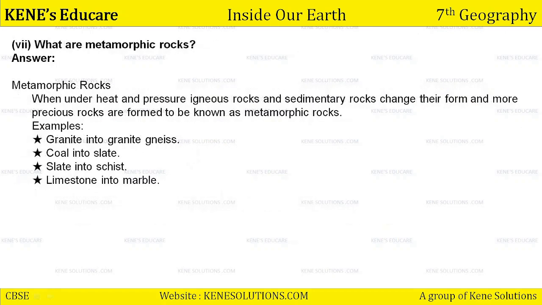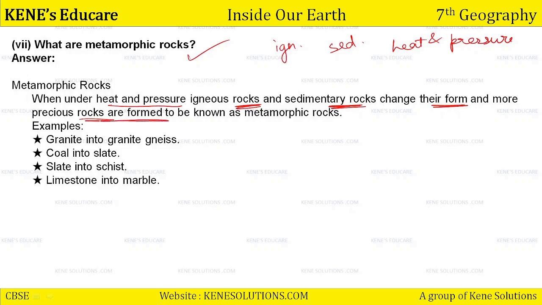Seventh part. What are metamorphic rocks? हम लोगों ने बहुत डिटेल में पढ़ा था. क्या होता है metamorphic? कोई भी igneous rock or sedimentary rock under heat and pressure changes into a metamorphic rock. Okay? When under heat and pressure, igneous rock or sedimentary rock change their form and more precious rocks are formed, then they are known as metamorphic rocks.